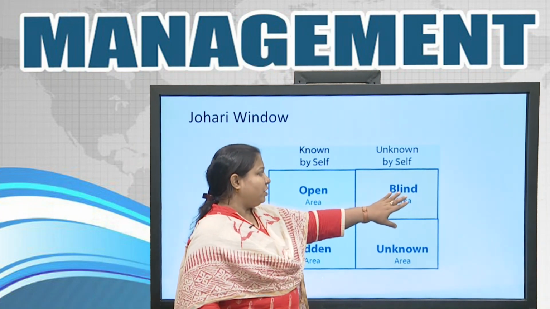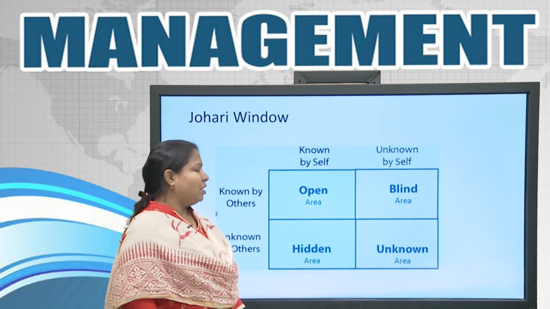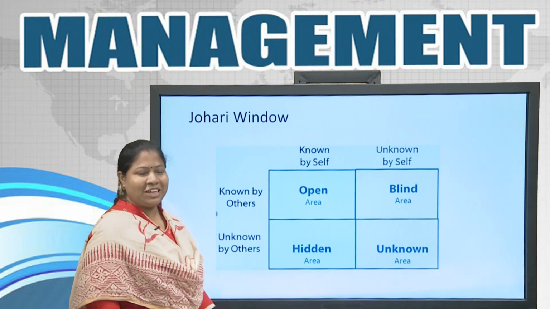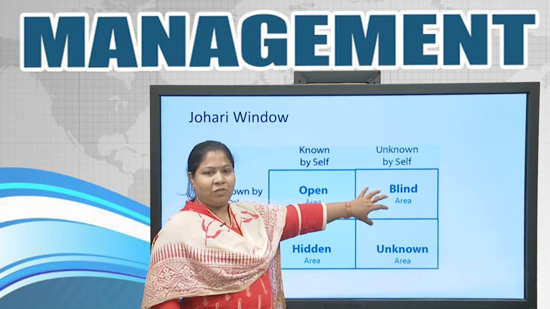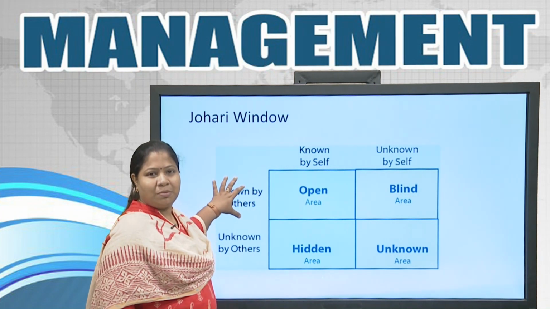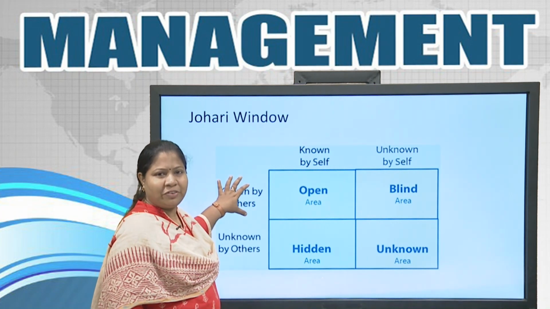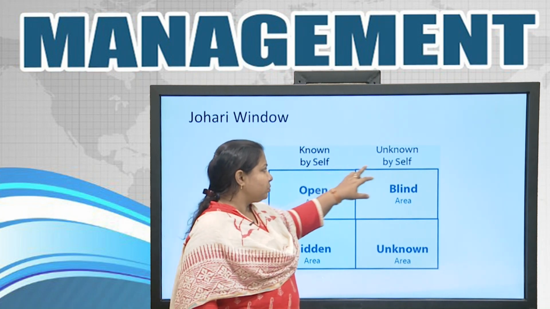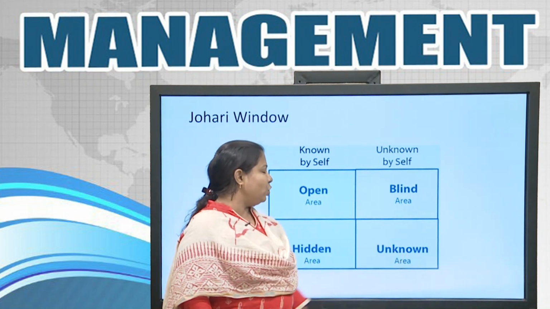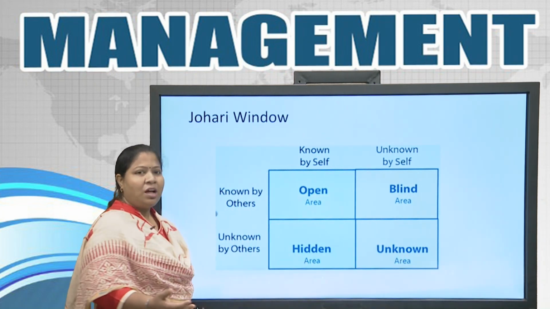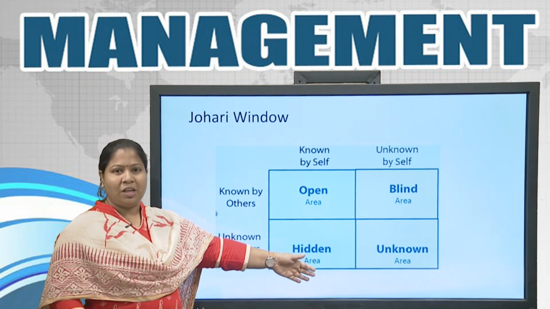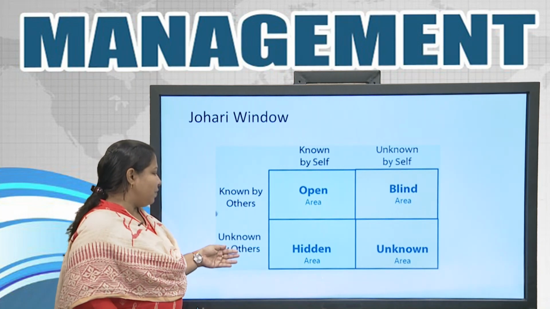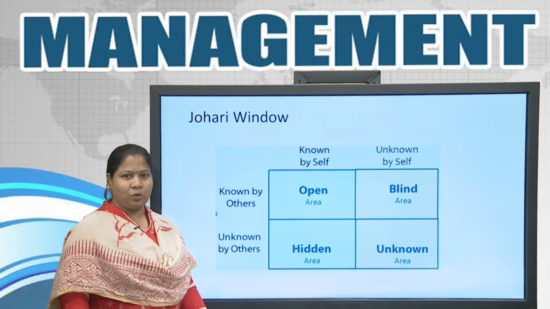The 3rd quadrant is blind. Blind means it is very dangerous actually. It is blind from your perspective, but it is known to others. By somehow any other reasons, it is known by others. And the 4th one is unknown area. Unknown means it is the strength which you have. It is unknown from your point. You also don't know, as well as others also don't know.